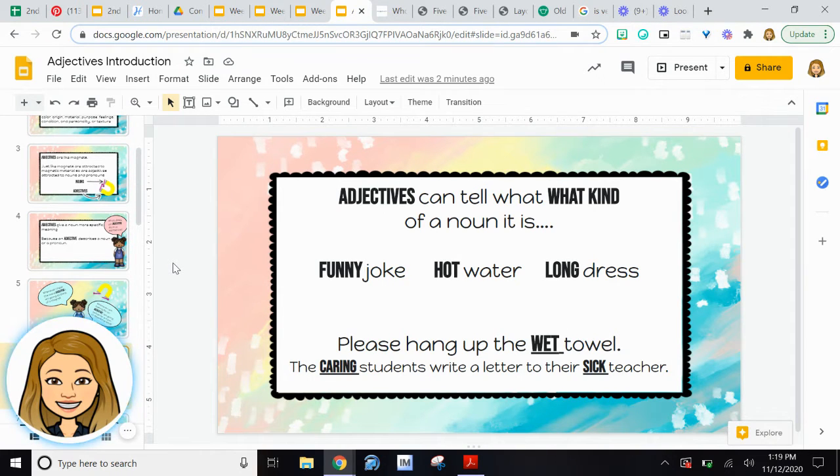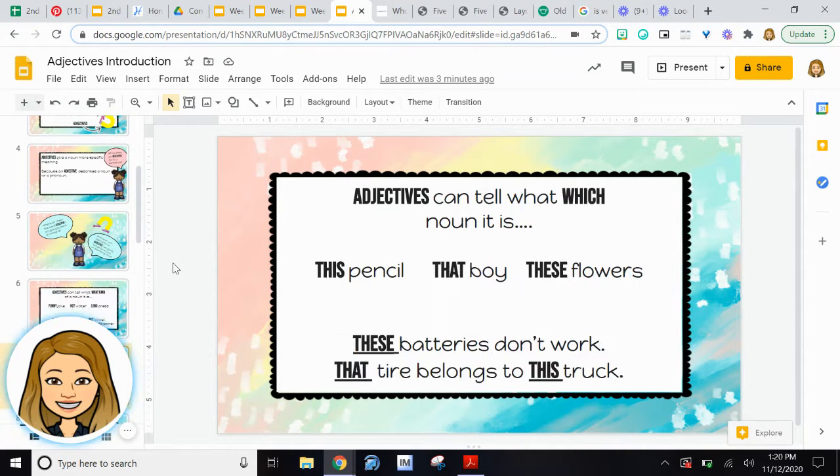Let's look at a few sentences as an example. The first one says, please hang up the wet towel. What word is the adjective? You're right, it's wet because that's describing the towel. The caring students write a letter to their sick teacher. There are two adjectives in this sentence, caring and sick. Both of these words are describing the personality and condition of the students and the teacher.